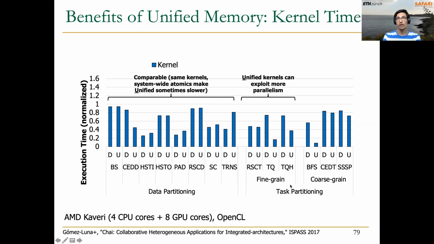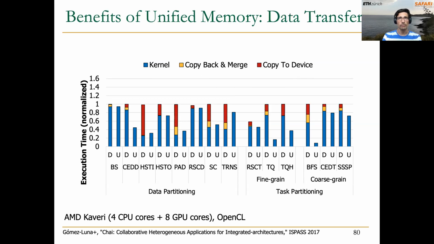In the case of the fine-grained collaboration, one good thing of the unified kernels is that because of this fine-grained collaboration, they can exploit more parallelism, and there is a kernel execution time saving, as you can see for these 3 benchmarks, while the coarse-grained collaboration also has some improvement in the unified version because it can avoid the kernel launch overhead.